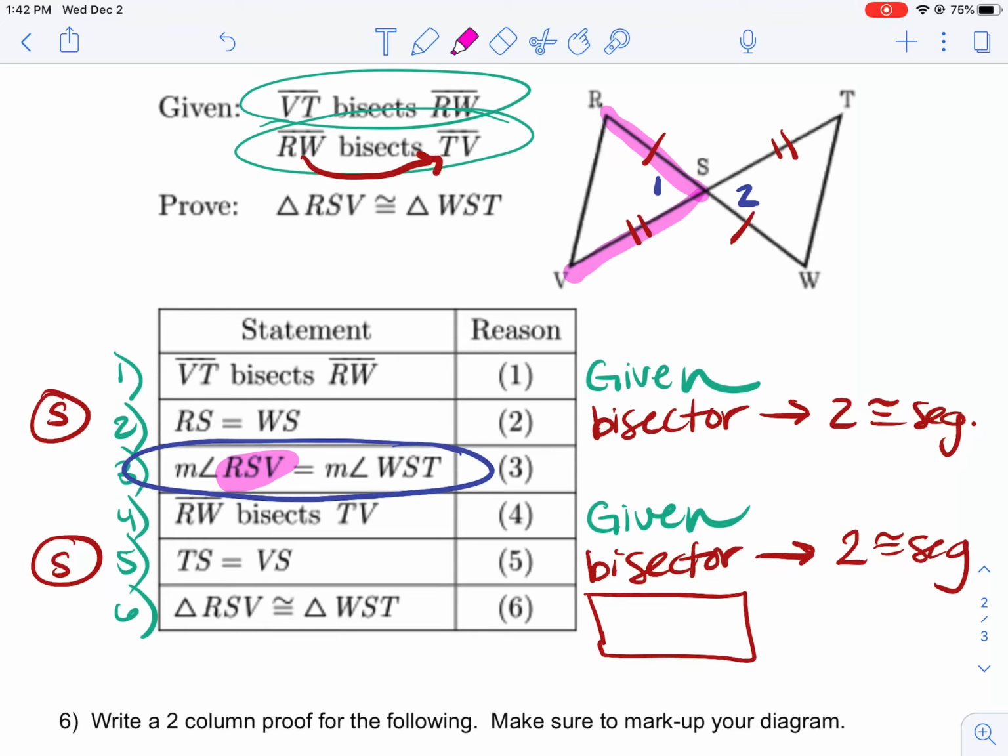RSV. You got it, bud. EAT, he's got it, guys.